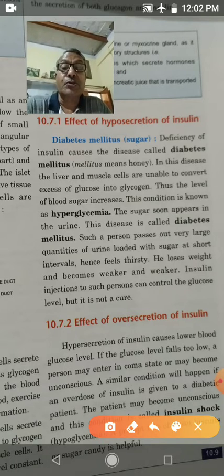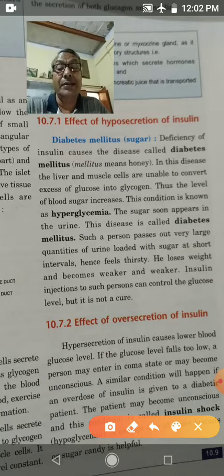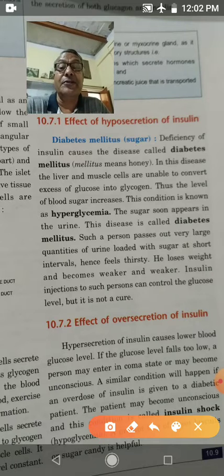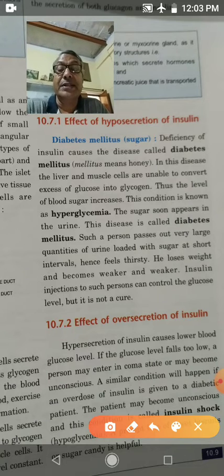Beta cell produces insulin hormone. Insulin hormone converts excess of glucose into glycogen, and in this way it will maintain the level of glucose in the blood. If there is under secretion of insulin, persons suffer from diabetes mellitus. If there is over secretion, or the patient has taken an overdose of insulin injection, he may suffer from insulin shock.